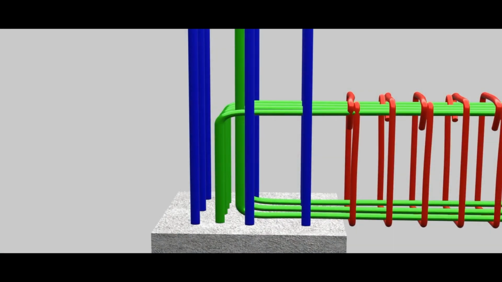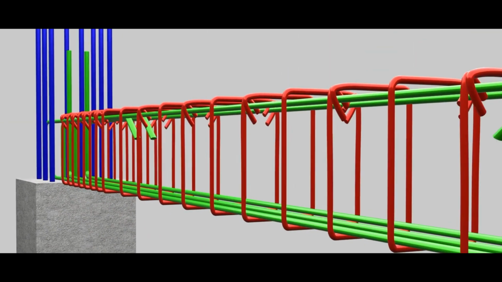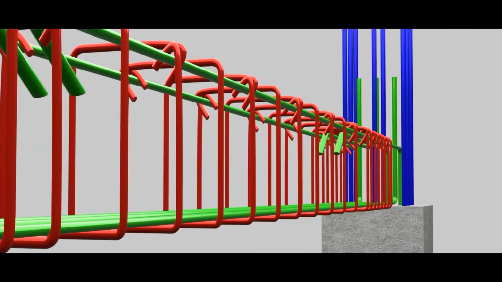What exactly is a beam? Beams are structural elements that primarily carry loads and resist bending. They are typically horizontal or sloped and support weight from above, distributing it to vertical supports like columns or walls.